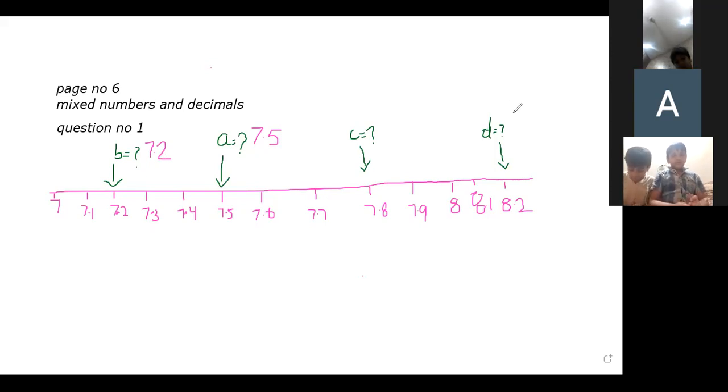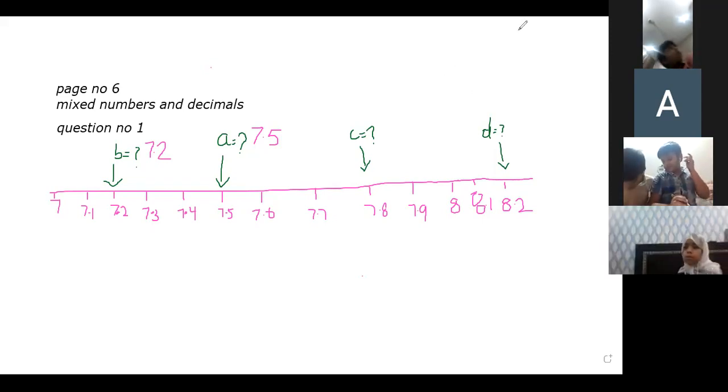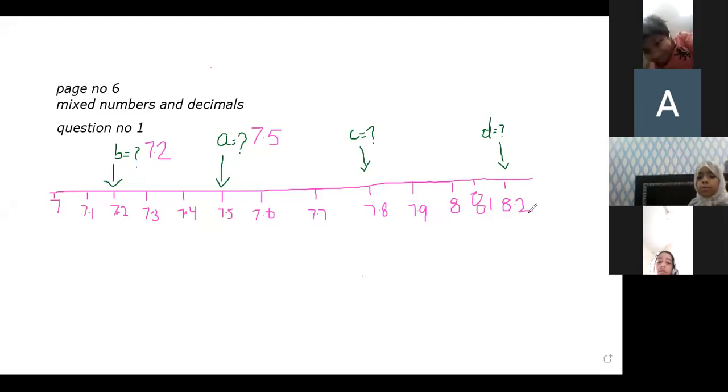Now, Kanzul Fatma, tell me where C is standing. Sayyid Intishal, now tell me where C is standing. 78. No, you cannot write it, read it 78. You can see something is present between them. Between them, you can see what it is. A small dot, that is a point. So you can read it 7.8.